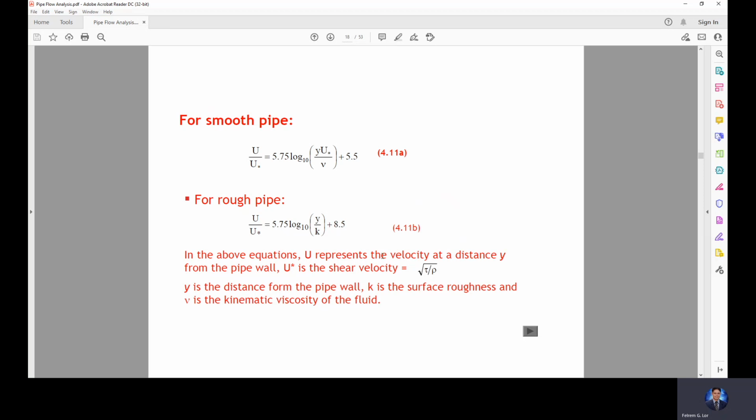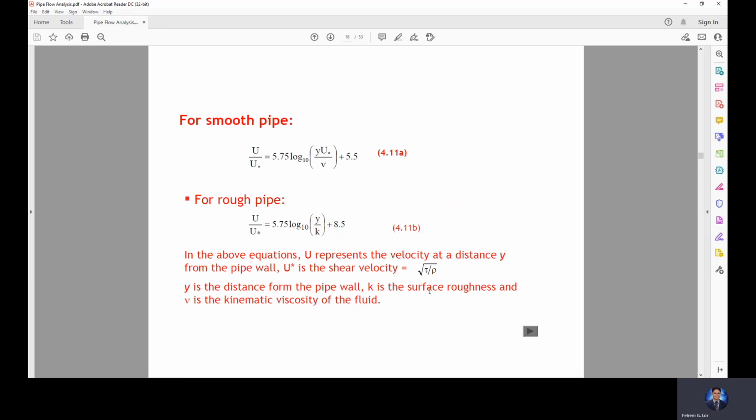So, u is the velocity at a distance y from the pipe wall. U asterisk is the shear velocity, which is equal to the square root of shear stress over density. Okay, y is the distance from the pipe wall.